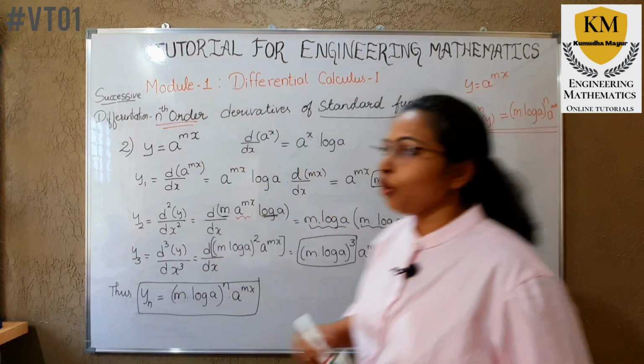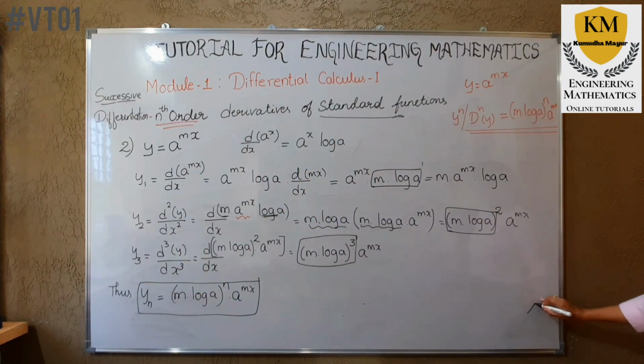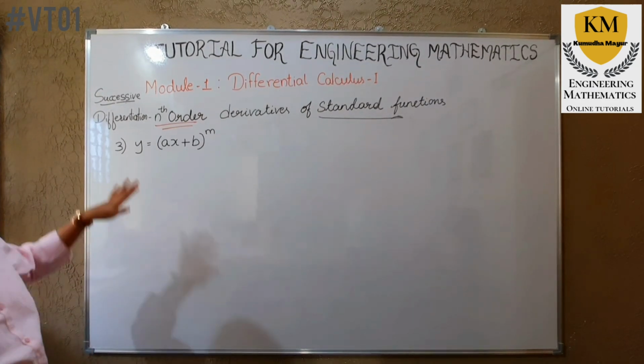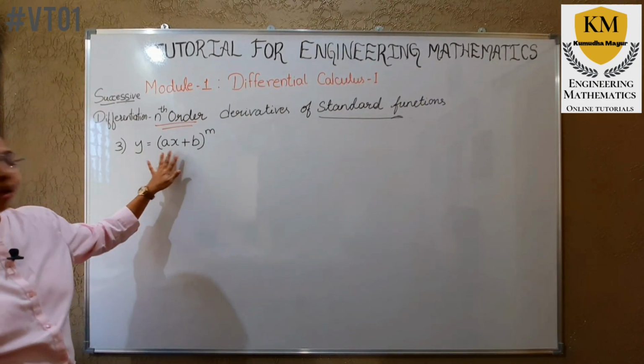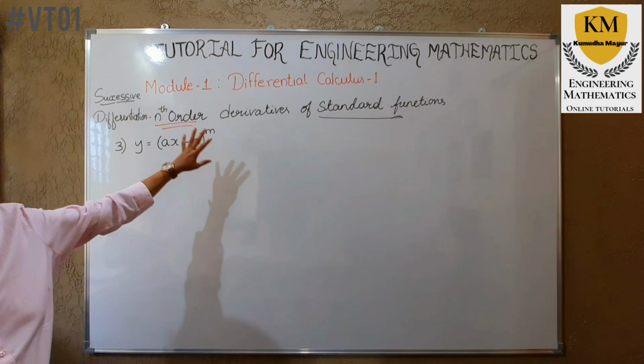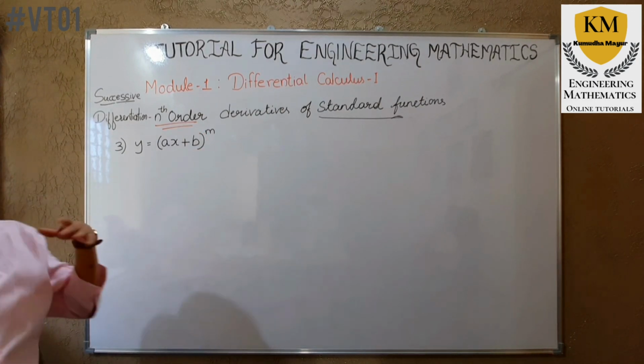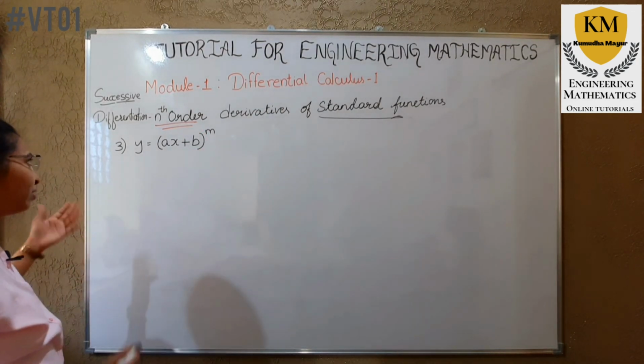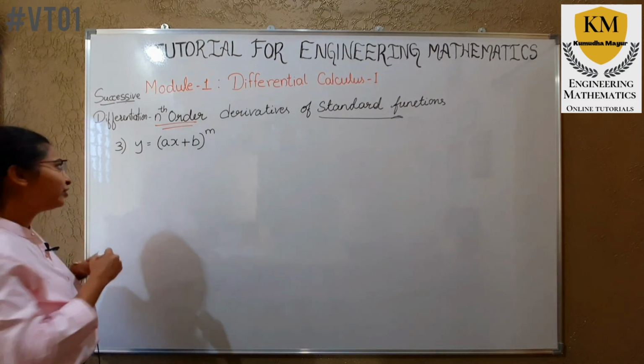Let us go for the third standard function. The third function is y is equal to (ax plus b) whole to the power m, where m is a positive integer. Let me continue the same procedure that I have done for the first two standard functions.